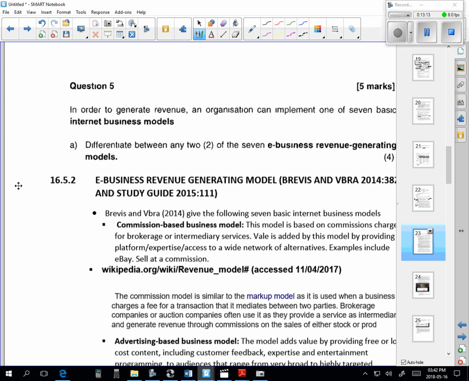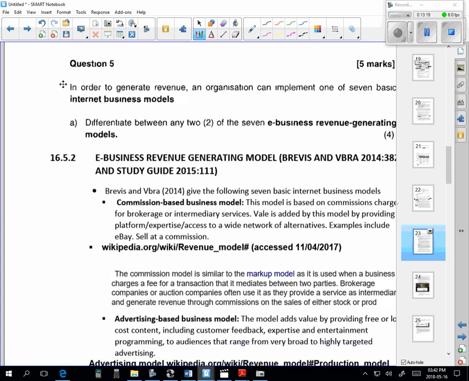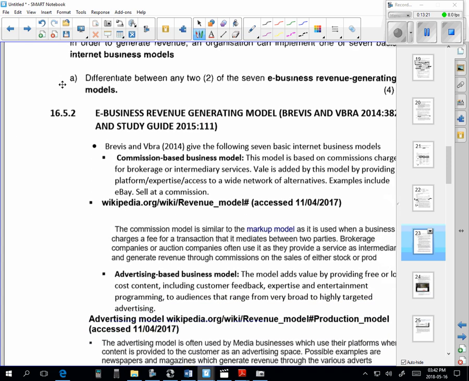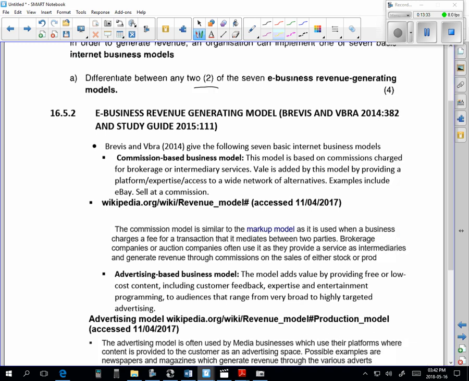In order to generate revenue, an organization can implement one of 7 basic internet business models. Please go and have a look at this. Differentiate between any 2 of the 7 e-business revenue models. So it's asking you to differentiate between any 2 of the 7. So there I've given you that revenue generating model.